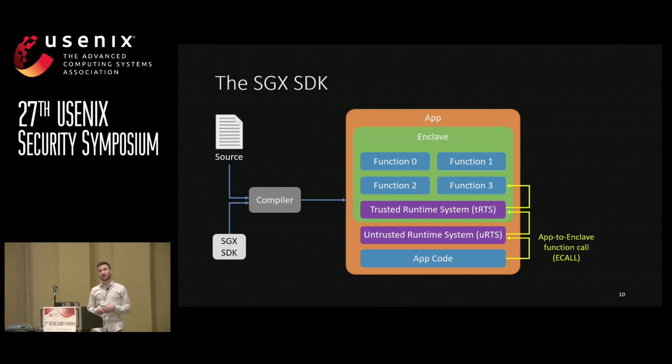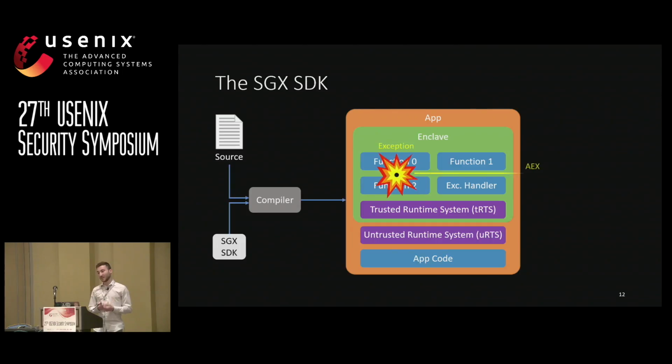The SDK also allows applications to call functions inside of the enclave, and those are called ecalls. We can also go the other way around and from the enclave call functions in the untrusted world, and those are called ocalls. Moreover, another important feature is that the SDK allows for exception handling inside of the enclave.